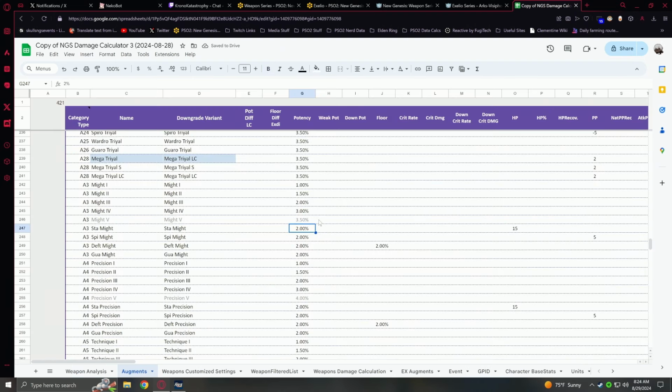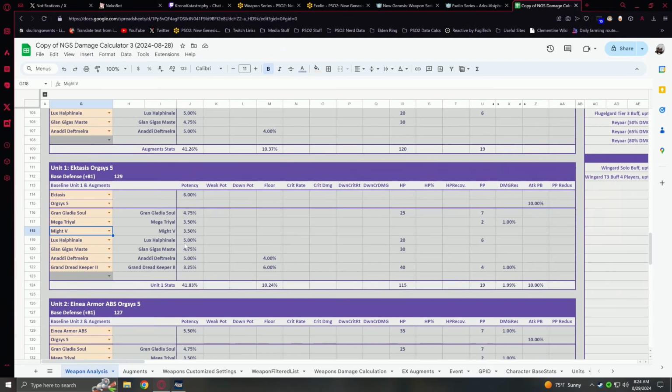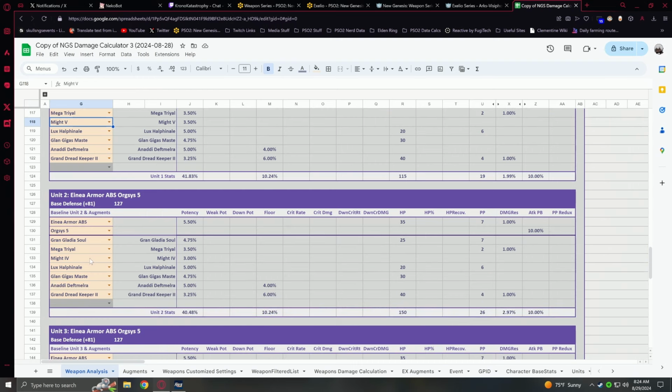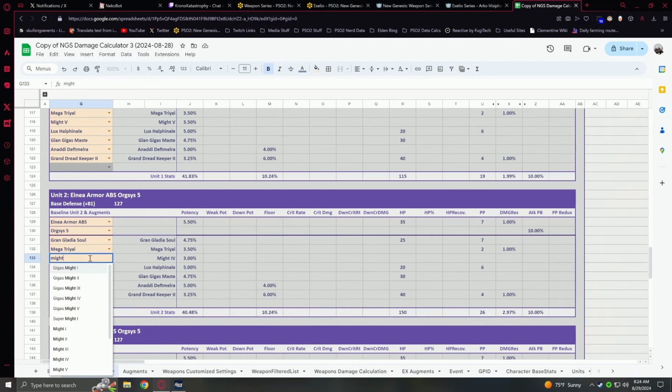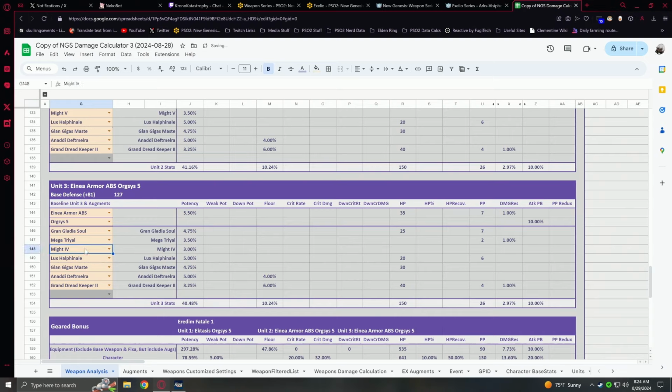One sec. Just a quick little change in the post and G sheet. And if we pop back over here, bam, Might 5 is correct now. It's 3.5. So you can go ahead and fix those here. Might 5, Might 5, and Might 5.